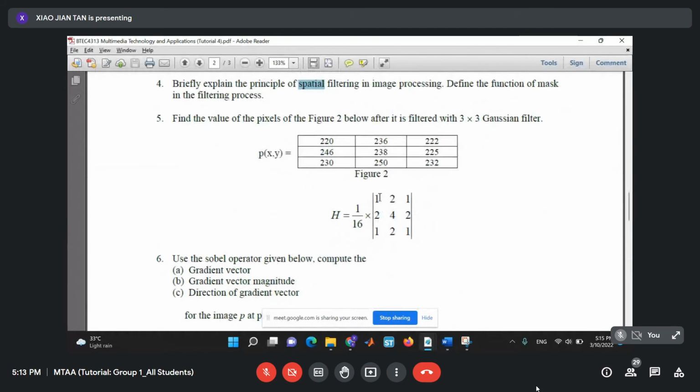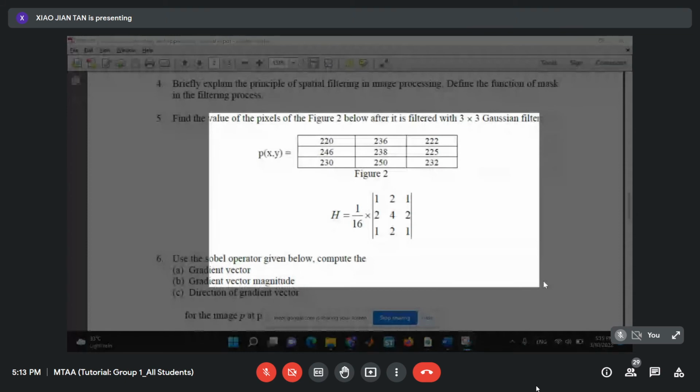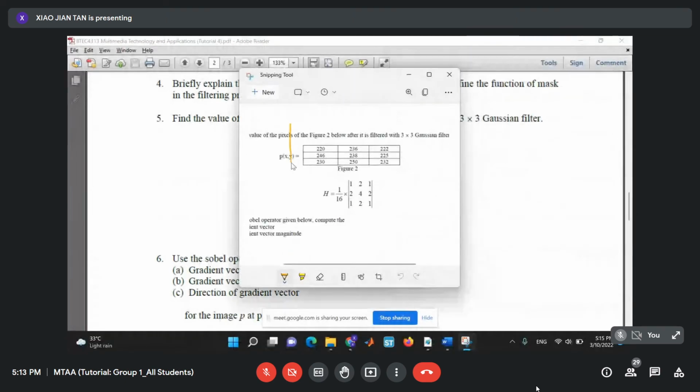Okay, find the value of the pixel of figure 2 below after it is filtered by a 3x3 Gaussian filter. Let me see. Okay, so this is the 3x3 Gaussian filter, and this would be an example 3x3 input pixel block. After applying this, what is your answer? This is very direct, which means you just apply this filter to this block.